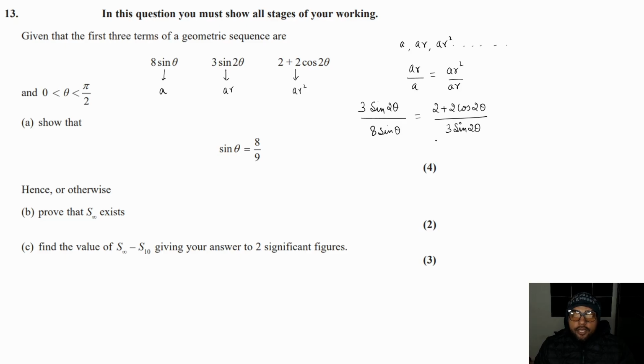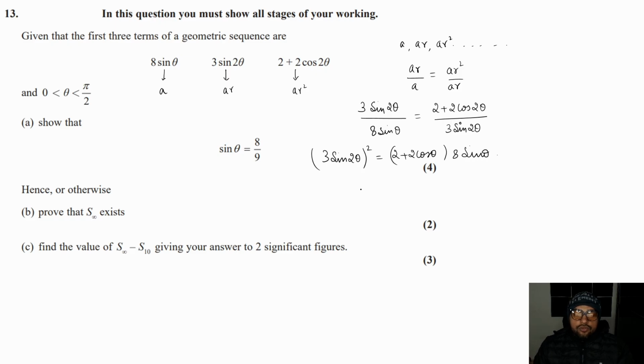If we cross multiply it, what will we get? We'll get 9 sin²2θ. So we can write this part as, okay, we are cross multiplying it, student. Yeah, I'll do it again. 3 sin 2θ whole squared will be equal to 2 plus 2 cos θ cross 8 sin θ.